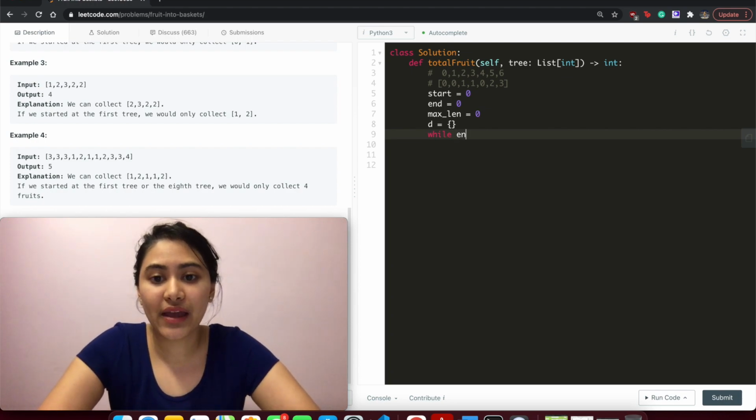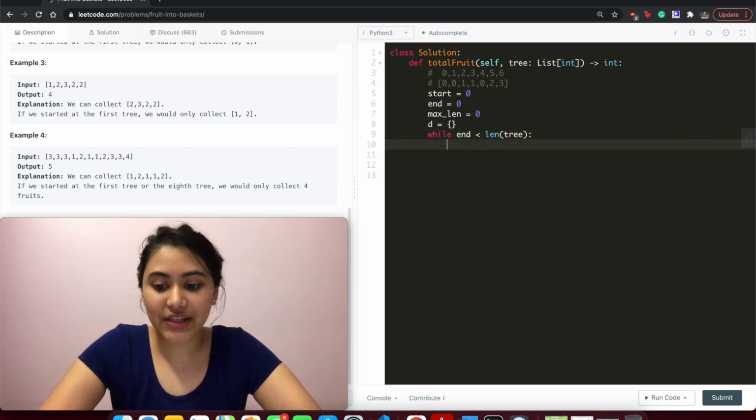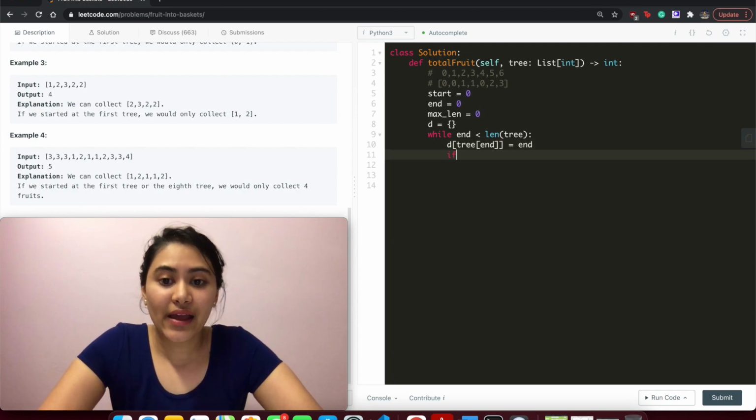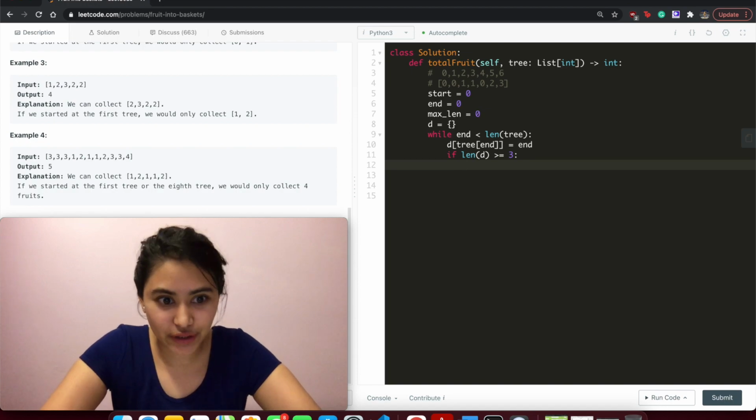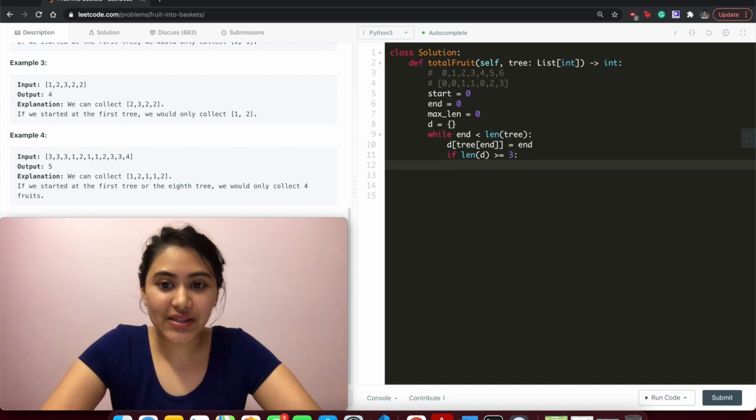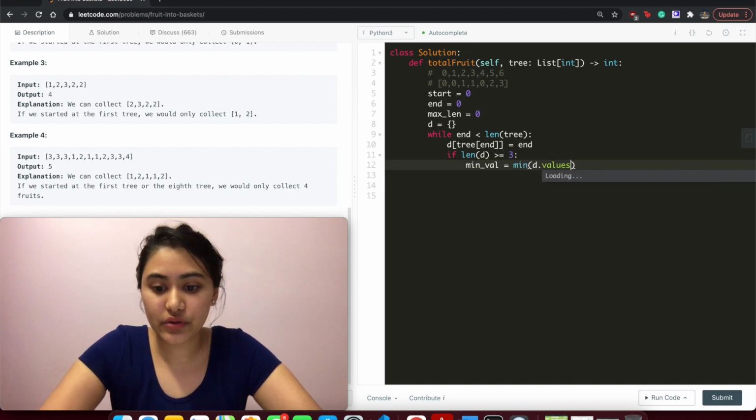So while end is less than len of tree, we update the dictionary with the fruit we see. So d of tree of end, and what index we've seen it at. So end is the index. And we want to make a check. So if len of d is greater than or equal to 3, we have seen more than 2 fruits, and we need to get rid of something. So for this, we have min val, right? This is the least recently seen index. So this is the minimum of d.values.